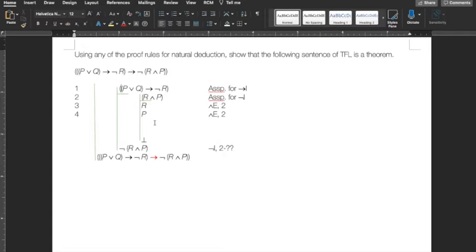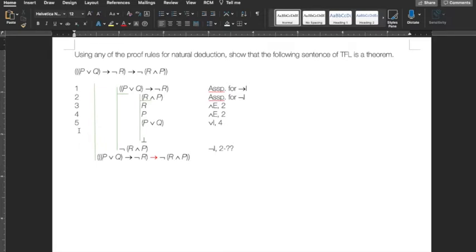We want to see if we can use that conditional at line 1 to see if it helps us get to a contradiction. So can we generate the antecedent to that conditional from what we have? The antecedent is P or Q, and we can get that because we have P and a rule for disjunction introduction. So that gives us P or Q on line 5, justified by disjunction introduction on line 4.